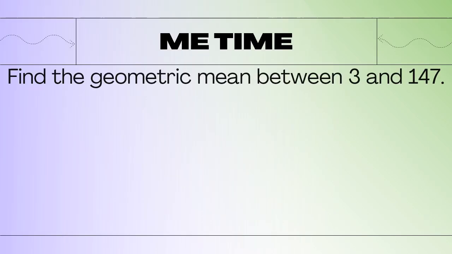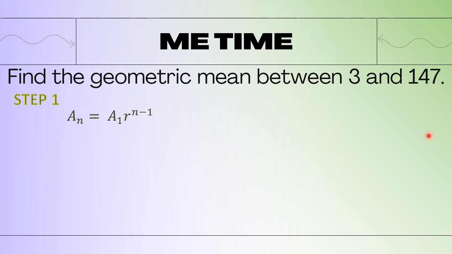Okay, so find the geometric mean between 3 and 147. As you can see, it's not stated how many geometric means you are supposed to insert in between the given two terms, but this means that you are only tasked to find one geometric mean, or insert one geometric mean between 3 and 147. So again, I'm gonna use here the 2 steps that I've mentioned recently.